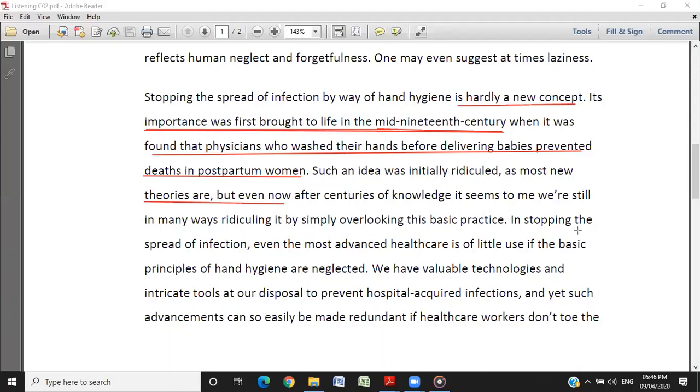And then technology, that was also quite a catchy option. So she did talk about technology, but she did not blame technology to be the responsible factor for reduction in the hand hygiene principles, because she was in fact saying that even if you have the valuable technology, it is of no use. Okay, even the most advanced healthcare is of little use. So this is quite common.